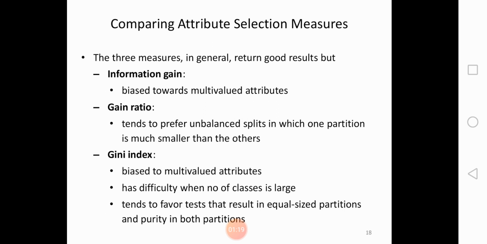Gini index is biased, also concentrating on multi-valued attributes, and has difficulty when the number of classes is large. Then obviously we are facing difficulties there. It tends to favor tests that result in equal-sized partitions and purity in both partitions. This is about Gini index.